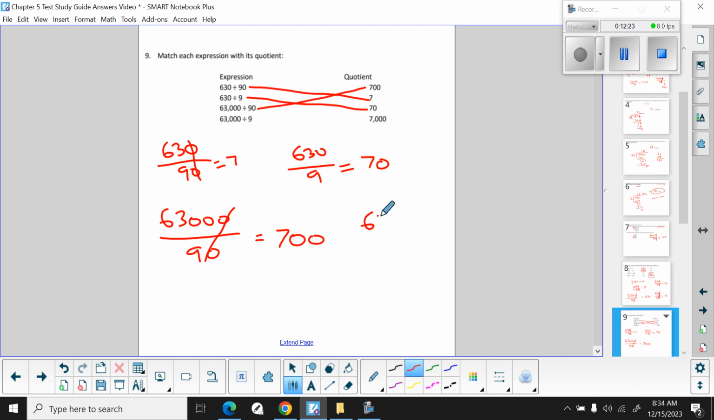Let's see. 63,000 divided by 9. Gonna put the answer down here. Well, 9 goes into 63 7 times, and I have 3 zeros. So 63,000 divided by 9 should be 7,000. Yep, there's our answer.